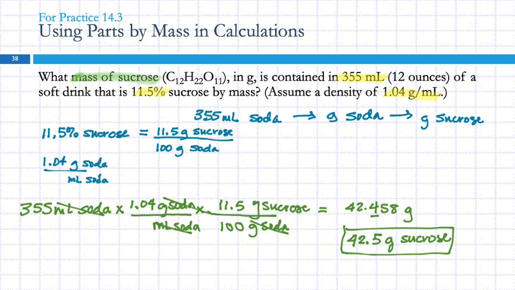So remember when we weighed out 15 grams of salt for that experiment? And that was a lot of salt, right? It was like a pile. 42 grams of sugar in a can of soda. That's a lot of sugar. When you just look at it, you're like, wow, that's a lot of sugar. Any questions?